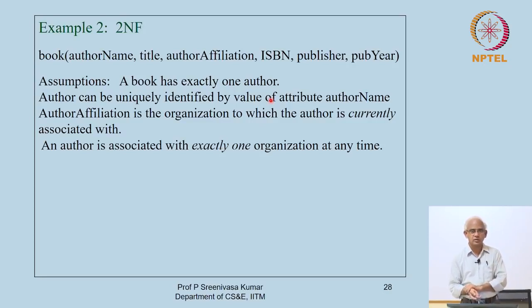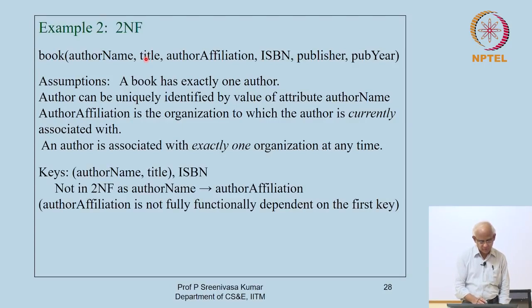Is author name a key for this relation? A person might write multiple books, and so author name together with the title will be one of the keys actually. So, now you can see exactly where the trouble comes. Author name and title is one key, ISBN is one other key.